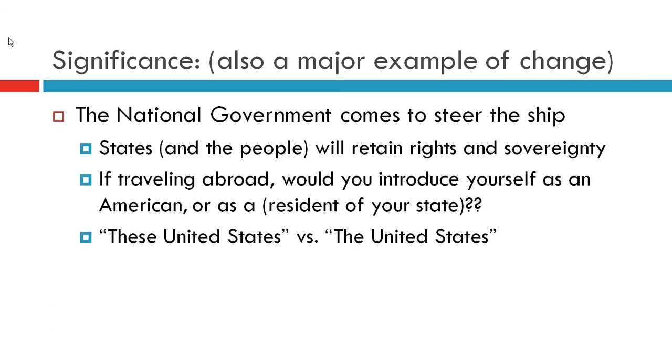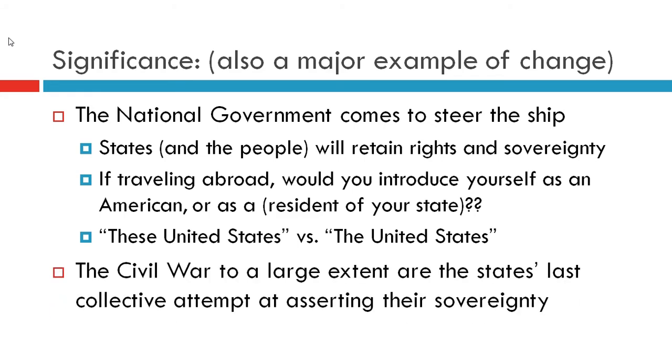So an obvious example of change is that the national government comes to steer this ship, as opposed to states, as we saw under the Articles. And again, the Constitution, once it's ratified, we start to see the phrase "these United States" being replaced with "the United States." And I often ask students, if you were to travel abroad, would you introduce yourself as an American or as the resident of your state? I'm from Connecticut. Probably not going to do that. In fact, many students tell me that when they do travel abroad, people have no idea where Connecticut is. And so, again, this is an example of change under the Constitution.